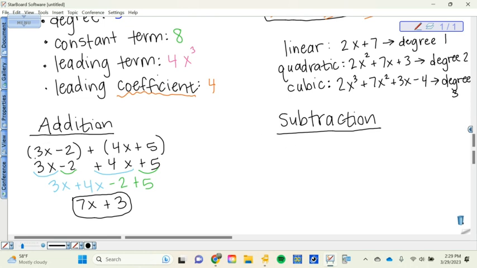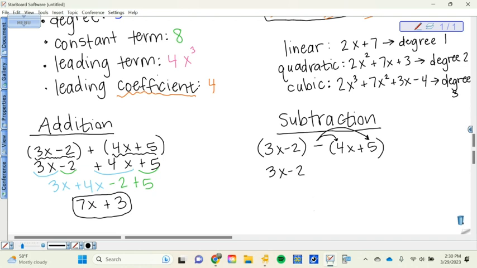So I'm going to use the same. What's 3x minus 2? What kind of polynomial is that? Binomial. So this is a binomial plus a binomial. Let's do a binomial minus a binomial. So we'll do 3x minus 2 minus 4x plus 5. There's one big difference when we're subtracting, and that is we have to distribute the negative sign to the second polynomial. So the first polynomial stays exactly the same. You can just copy it down.